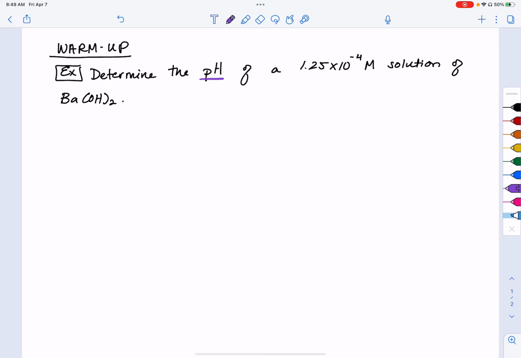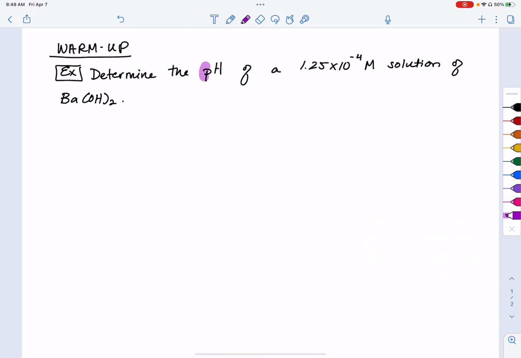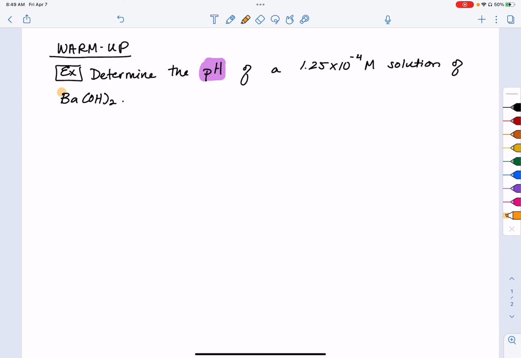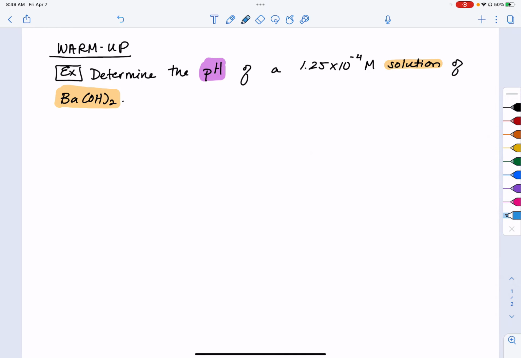So we have a couple of pieces of information here. And in order to tackle this problem, I think I'm going to start by just writing out what we know about things like pH, and also what we know about what barium hydroxide looks like in solution, and then also what that means for our concentration. These are the main pieces of information that are given in this problem.